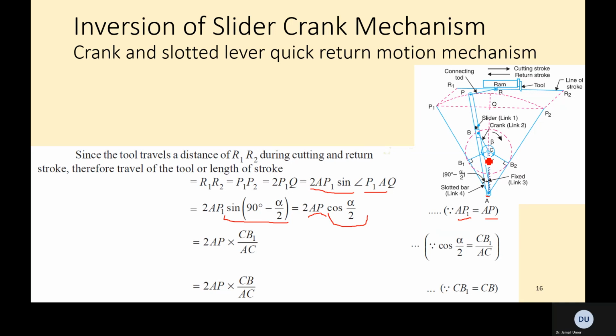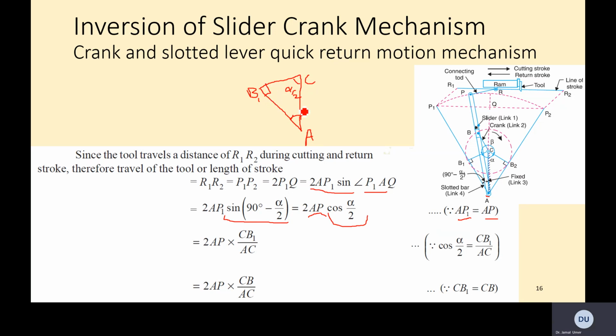Again, we got this triangle. This is B1, this is C, and then this is A. We got this one as 90 minus alpha by 2, and this is alpha by 2. So this is alpha by 2, and this is 90 degrees basically.